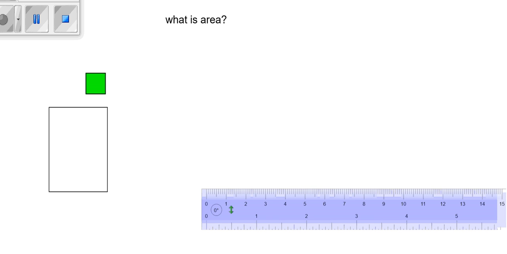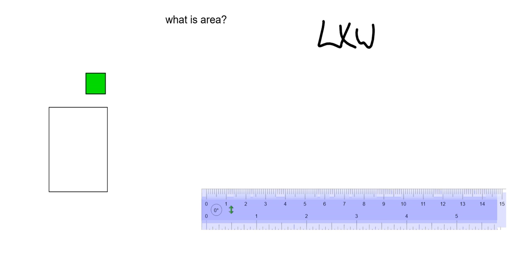Today, let's take a look at the idea of area. What is area? Often when discussing this with students, students will tell me that area is length times width. Well, that's actually not true. Length times width is a way we often use to calculate area for some shapes. Let's take a look, for example, at this.